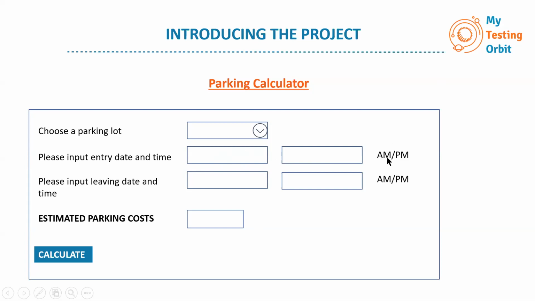And then we can choose whether it's AM or PM. Now for AM, PM, we can add it in the text field, or maybe there can be radio buttons where we can select whether it's AM or PM. The same goes for the leaving date and time. Then, based on all the options selected from these three areas, we can get the estimated parking cost when we press the calculate button.